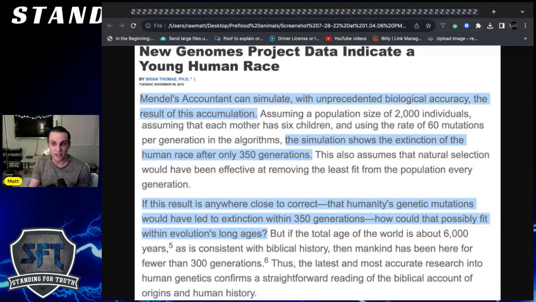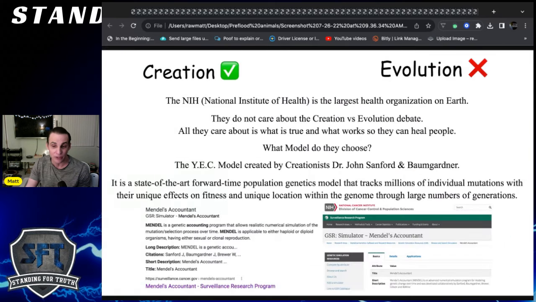And he actually made a prediction based on the simulation that he created here in Mendel's accountant that showed that human beings only have a generation maximum of 350 before we go extinct from genetic decay. And this is what's used by the National Institute of Health to predict the branching out of how mutations sweep through a population. And it's that accurate that they don't use some evolutionary model of assumptions. They don't care about evolution versus creation. They only want to know what works. They don't use evolution. They use the biblical young earth creation model. They use the one that works.